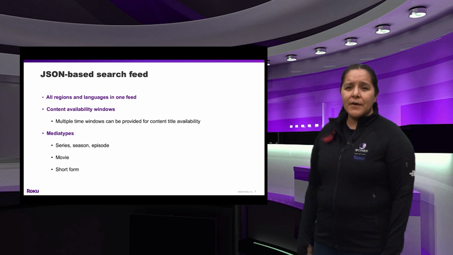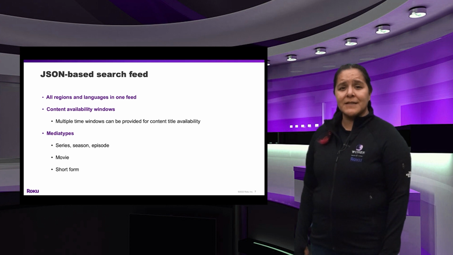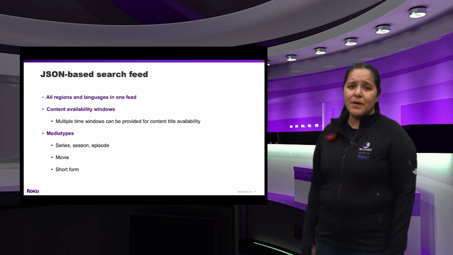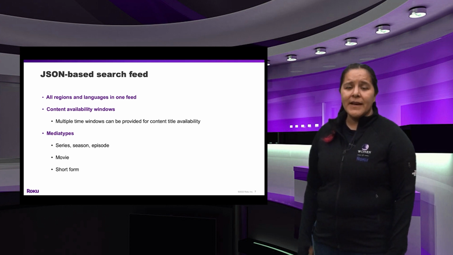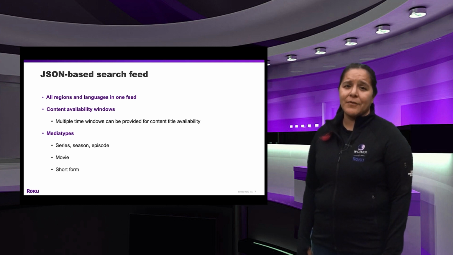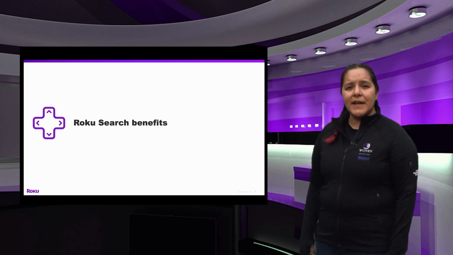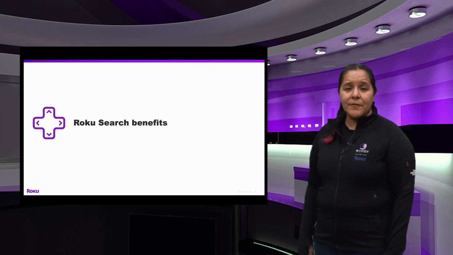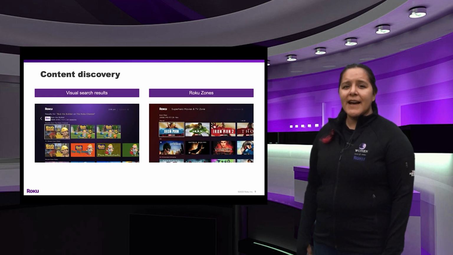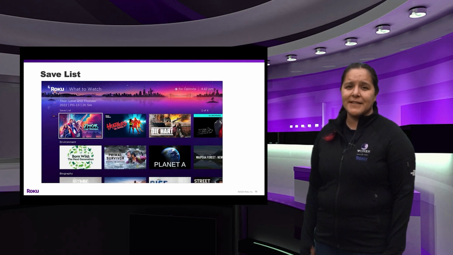Availability windows allow you to preload a feed with titles that will appear in search on device according to your schedule. Via the JSON-based feed, we now accept media types series, season, episode, movie, and short form, expanding your content's reach on the platform. Participating in Roku Search sets your channel up for content discovery and allows access to search-based discovery tools like visual search results, Roku Zones, and the all-new Save List.